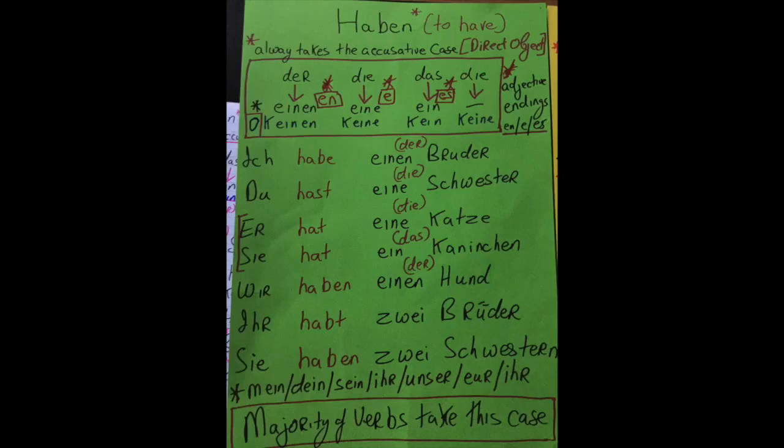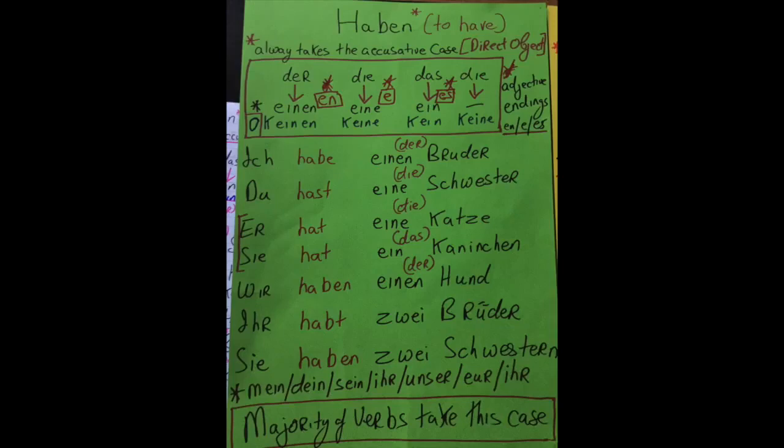Okay, so let's start. We have our table at the start. We have der, die, das, die, masculine, feminine, neuter, and plural. Okay, so we're going to focus on the a table, the proper term for that is the indefinite article. So definite articles are the words, indefinite articles are the a words. So der goes to einen, die goes to einer, das goes to ein, and die, nothing happens there.